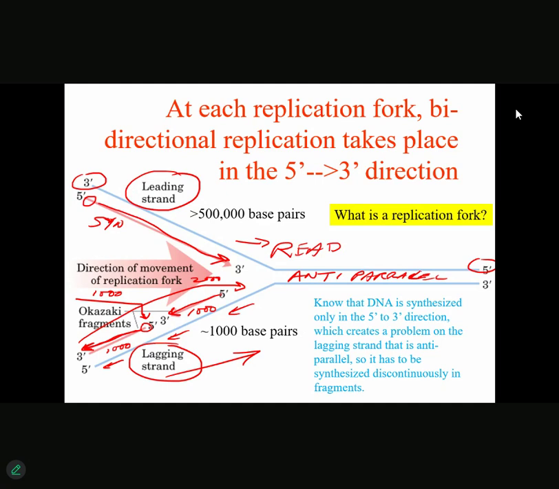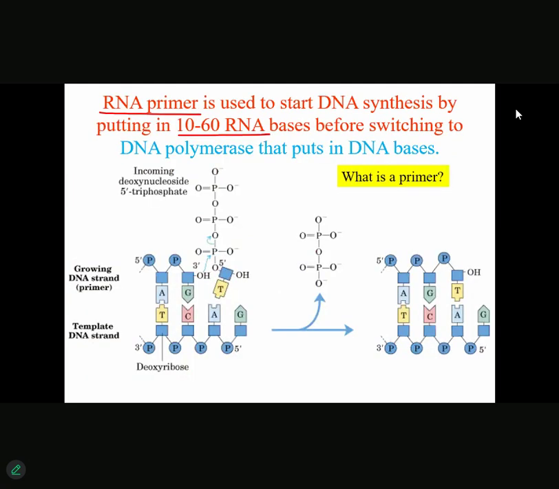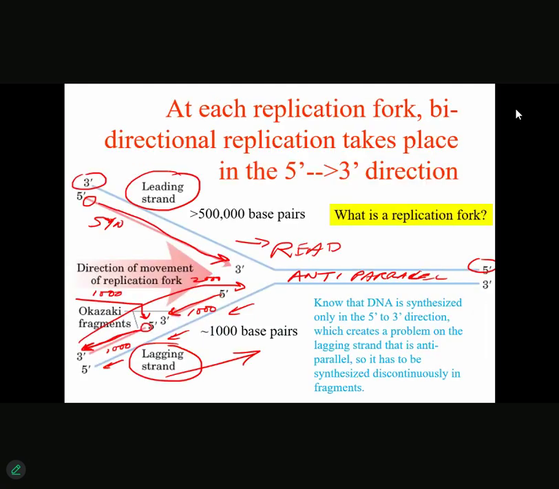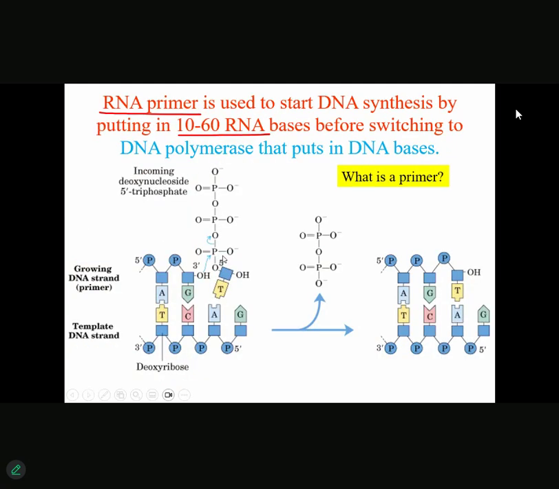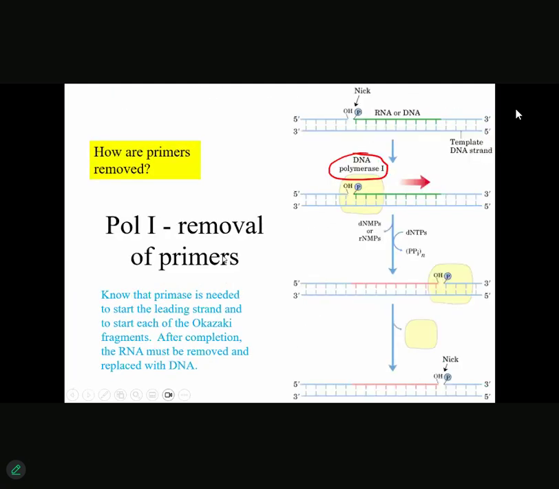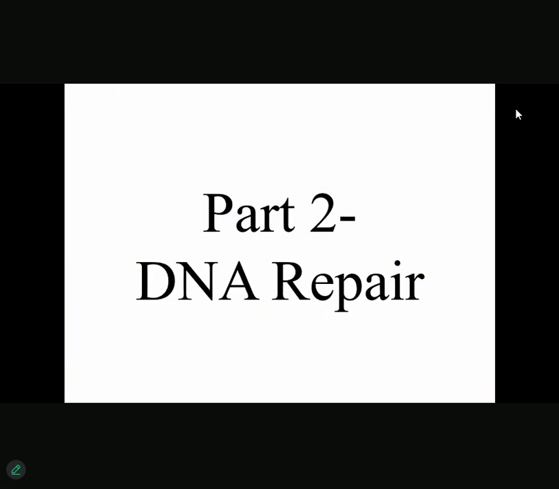Now, again, why would you possibly need to know all this information? Because the enzymes involved in doing these are all targets for chemotherapy. All right. So I'm not sure what you mean by chromosome number. Synthesis direction is 5' to 3'. That you would definitely need to know. All right. So let's now move on to DNA repair.